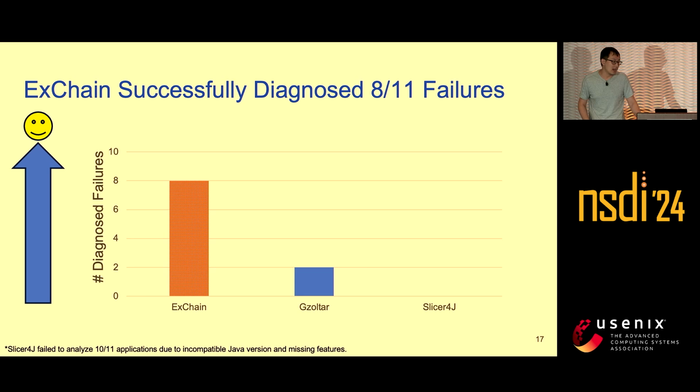To answer the first question, we compare ExChain with Gzota, a statistical debugging tool, and Slicer4j, a backward tracing tool. In our evaluation, ExChain identified the failure for 8 out of 11, and identified the root cause for 8 out of 11 failures. Gzota only identified the root cause for 2 failures. And unfortunately, Slicer4j cannot identify the root cause for any failures. Moreover, ExChain has fewer requirements to diagnose those failures. Since Gzota is a statistical debugging tool, it requires both normal execution and failure execution to diagnose those failures. And as I just mentioned before, sometimes normal execution just may not exist. And Slicer4j performs heavy instrumentation to the application, thus it cannot be used in a production system. It requires the reproducibility of those failures.